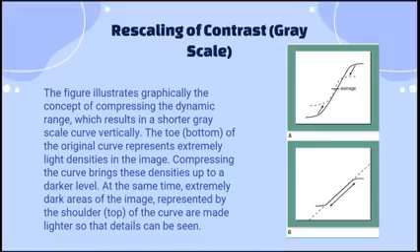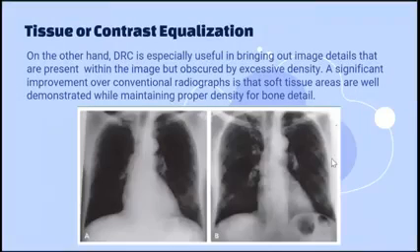This compression is done mathematically by the computer after defining a midpoint average brightness or density level. The computer progressively reduces pixel values above this point, so they are reduced in order to be compressed, and progressively increases pixel values below it. So to achieve this, we decrease pixel values here and increase pixel values here. And then we have what we call tissue or contrast equalization.